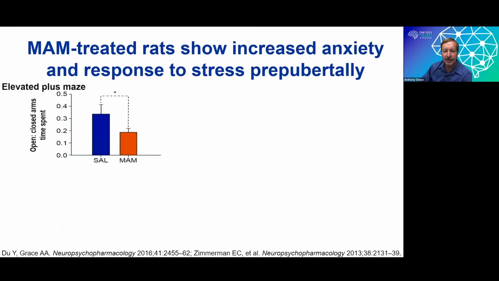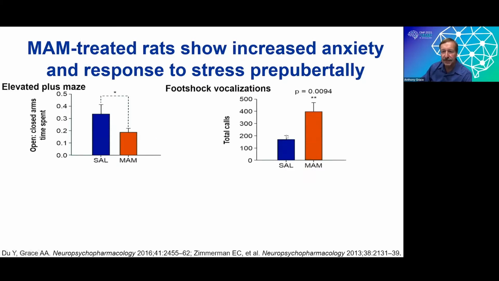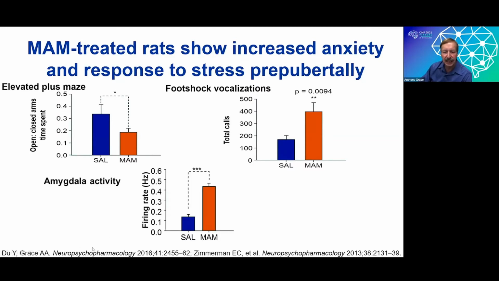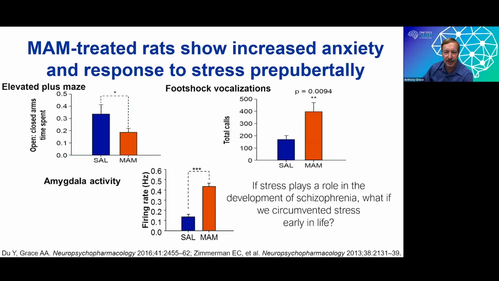We looked at three different measures of anxiety: the elevated plus maze, where they tend to hide in the closed arms, which is a measure of anxiety; increased foot shock-induced vocalizations, which shows increased response to stress; and increased firing in the basolateral amygdala, an area that's involved in anxiety and stress responses. So all three of these parameters show that in the premorbid state, the animals pre-pubertally are still hyper-responsive to stress and hyper-anxious.